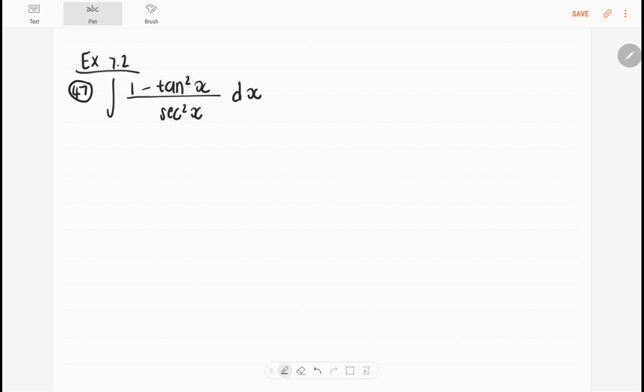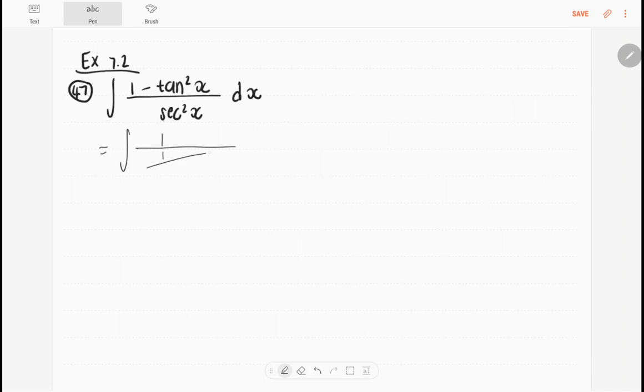So what we are going to do is, when we don't have one of those forms, we are going to try and firstly simplify what we have, and we are going to do that by writing tan and sec in terms of sin and cos in this case. So this is going to be the integral. I'm just going to split it up into two fractions. So I have 1 over sec squared, and sec is 1 over cos.